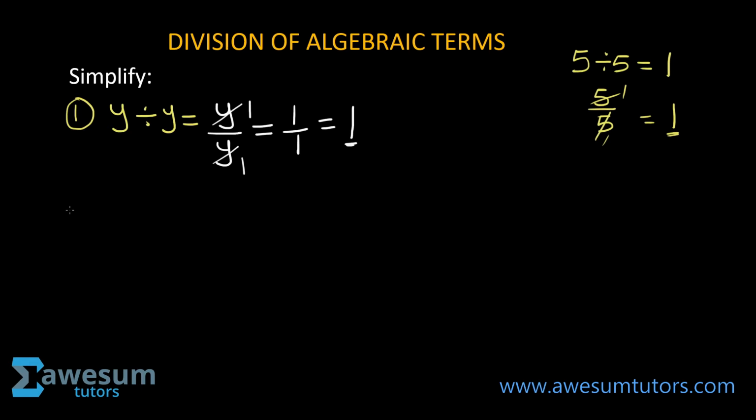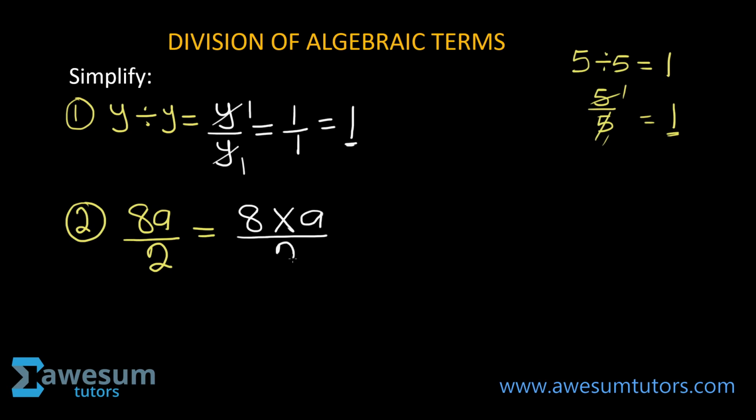Let us look at another example. Example 2: 8a over 2. That means 8a divided by 2. These can be rewritten as 8 times a, which we already learned before, divided by 2. So how do we solve this?